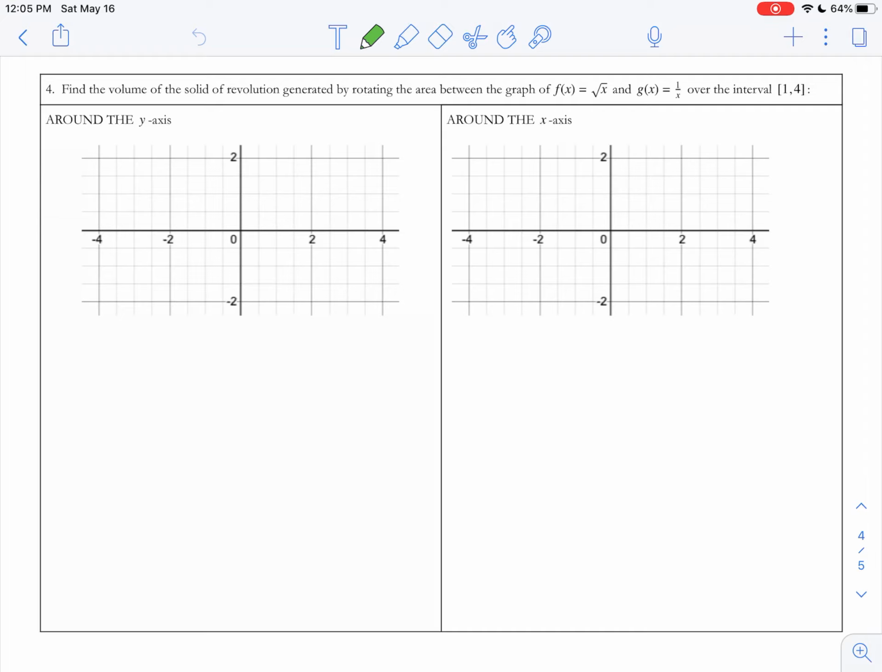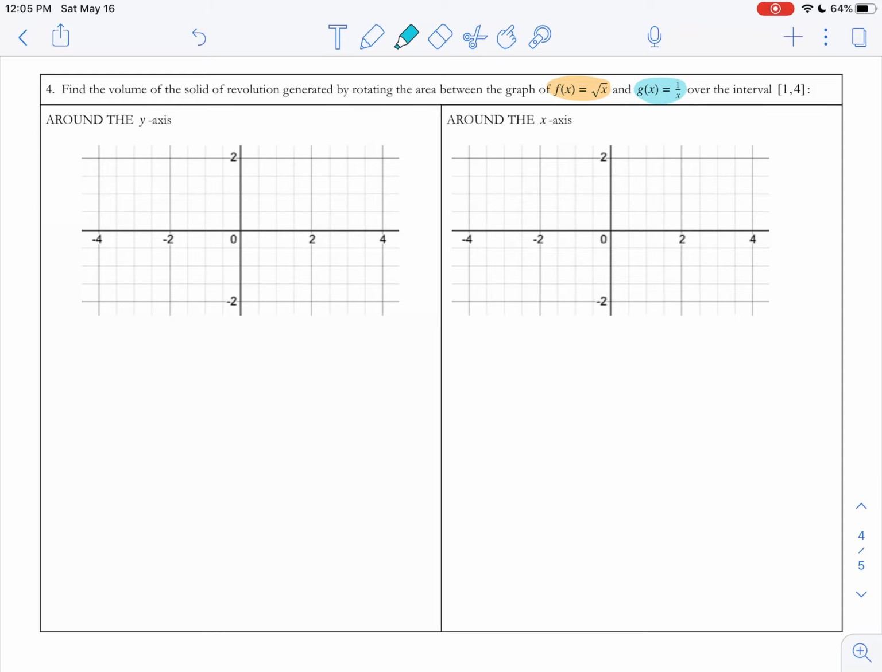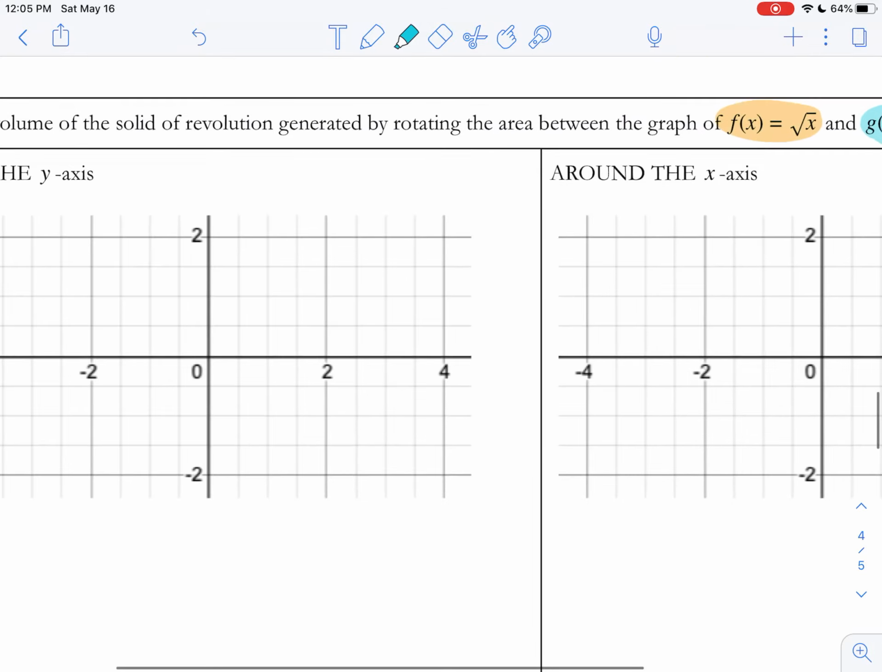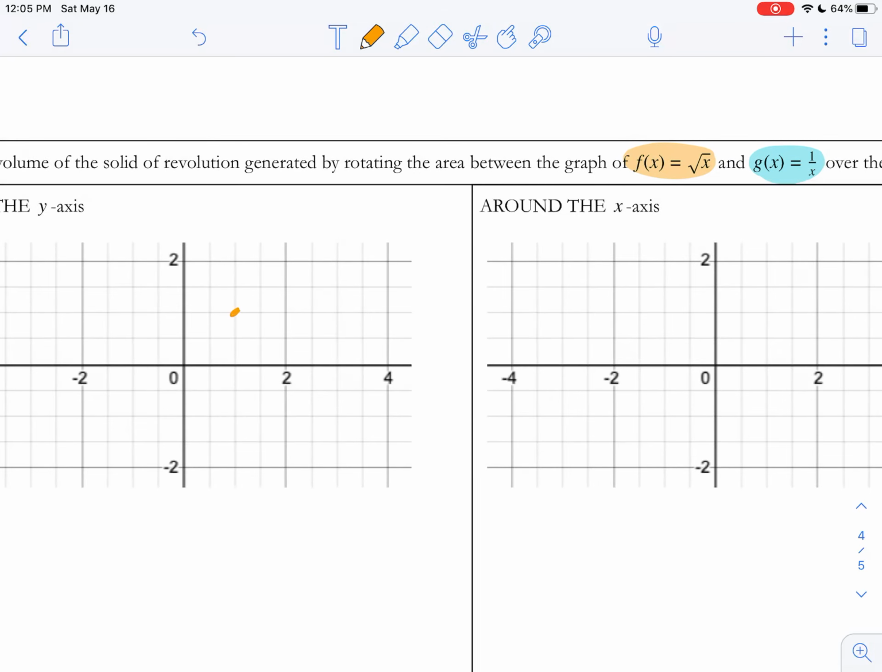I'm going to do f of x in an orange and g of x in a blue. All right. So f of x is the square root of x. That is a curve that we should know and recognize. And I'm going to start at 1 and end at 4 because I know that's the only part I need. Okay? So square root of 1 is 1. The square root of 4 is 2. And so I've got 2 points that help me define my square root of x function.